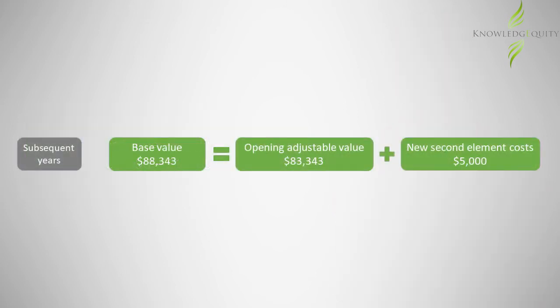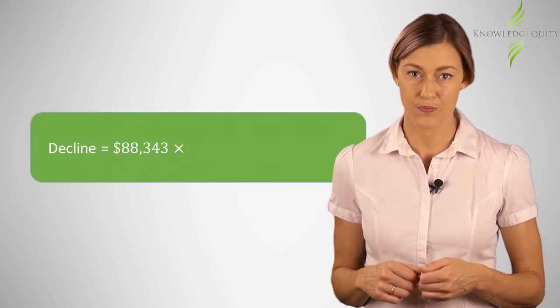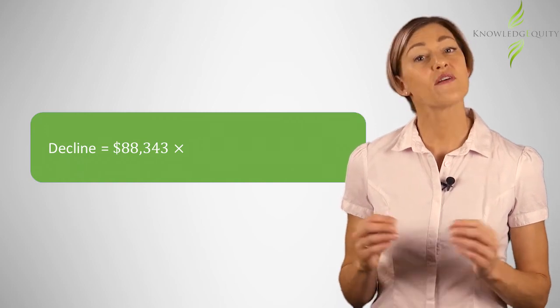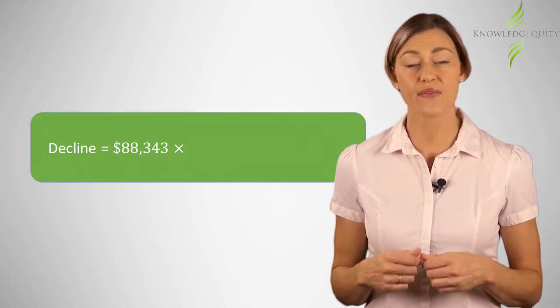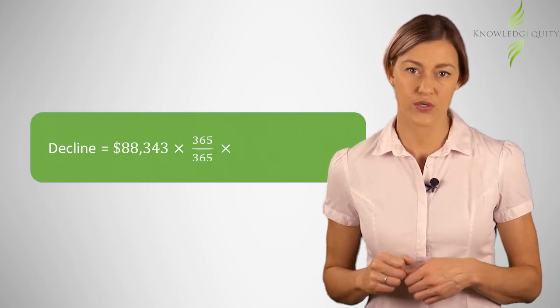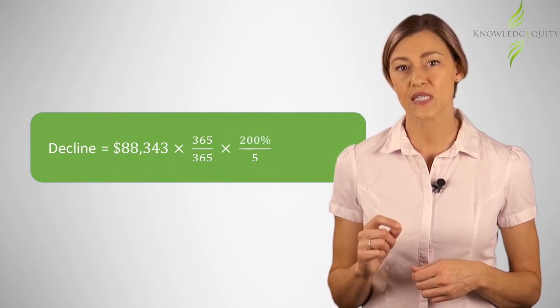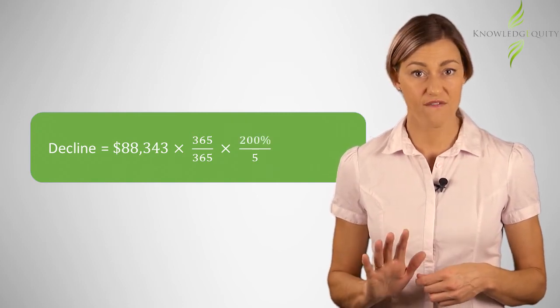So for the second income year, our base value is the opening adjustable value of $83,343 plus the $5,000 second element cost, which is $88,343. The asset was in service for the full year, so we multiply the base value by 365 divided by 365, and then multiply by 200% divided by 5.